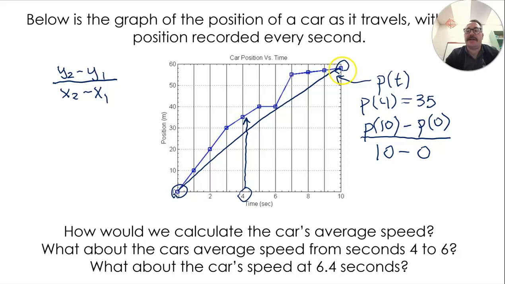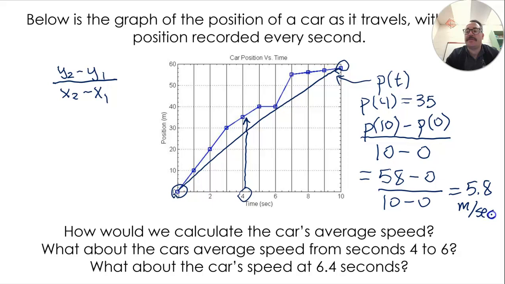Okay, so at 10, it looks like we're probably at 58. And then at 0, our car's position is at 0. So we have 58 minus 0 over 10 minus 0, which works out to be 5.8, and that would be meters per second. We have meters in the top, and then we have seconds in the denominator, so meters per second.